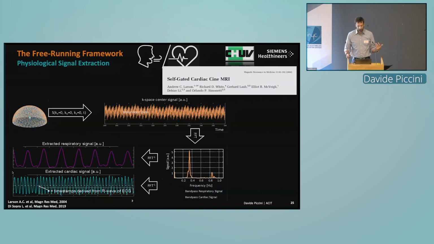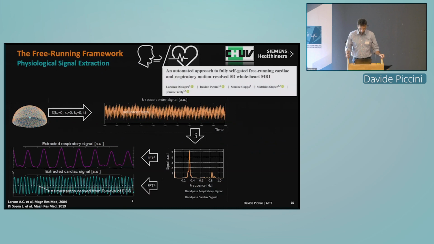The first self-gating paper that I know of is from Andrew Larson, in which he demonstrated that from the center of K-space, the trajectory would encode motion and you can extract the cardiac motion from it. And the way we are doing it is now described in the paper of Lorenzo from MRM.